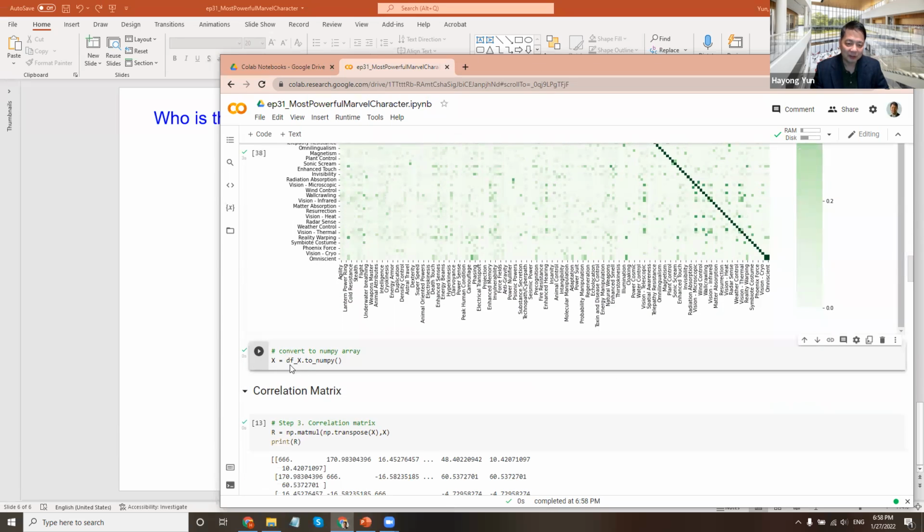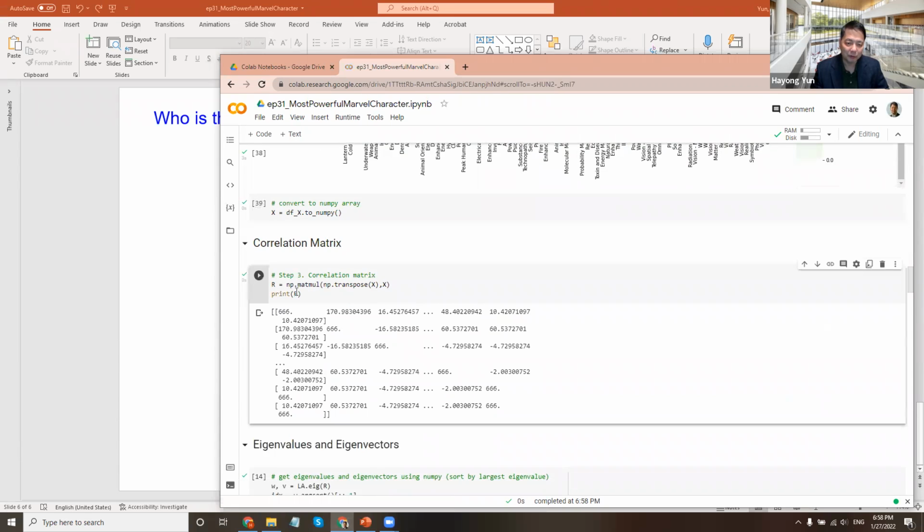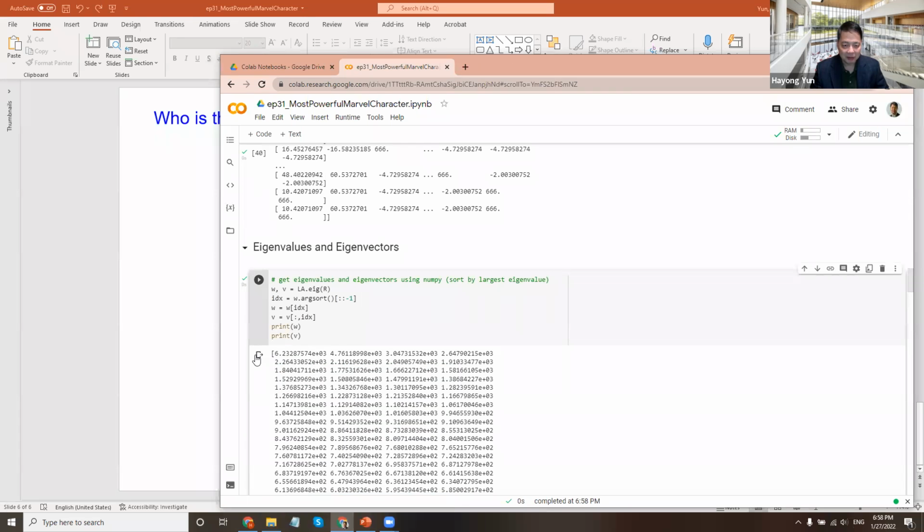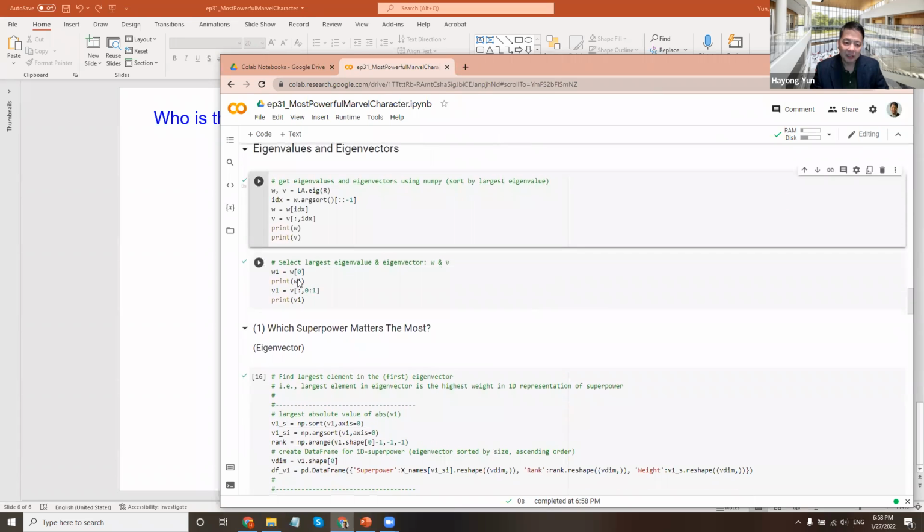And let's convert that X into the NumPy variable and compute the matrix multiplication of transpose X times X, which gets our correlation matrix. And the eigenvalue is very easy. The linear algebra package function eig will get us our eigenvalues and eigenvectors. The V is the eigenvector. I sort the largest eigenvalue first, and okay, so we have all of them. And then I'll just pick the largest eigenvector here. V1 is my largest eigenvector.